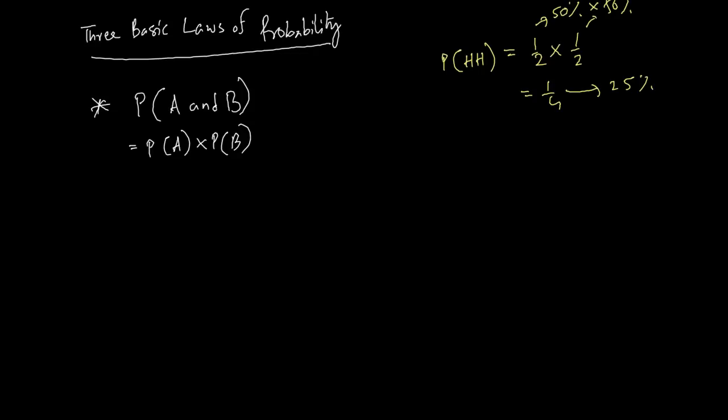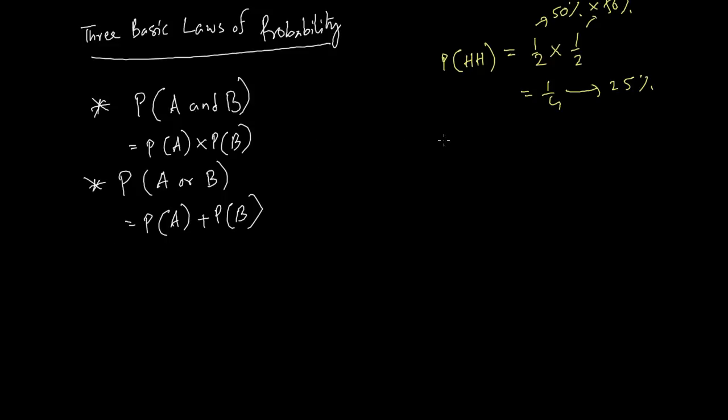The next one is called the OR rule. The addition rule of probability: A or B occurring is the probability of A plus the probability of B. Now, the OR rule says that if two events cannot occur together, and it is extremely important to understand this, they are called mutually exclusive events. Only those probabilities can be added.